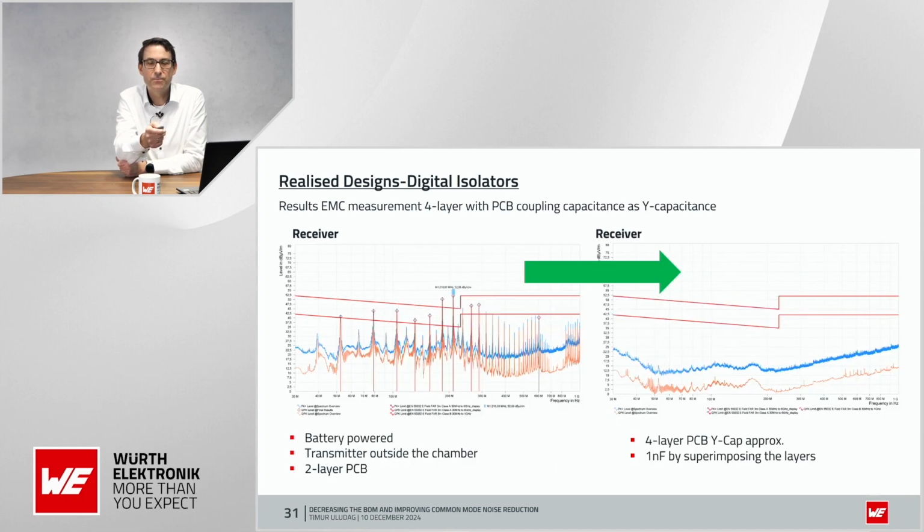If we then also compare, because we also did this exercise, that we make the design of the reference design as a 2-layer one, then you can see here a 2-layer design without any filtering against the one where we have got this 4-layer design with this 1 nanofarad capacitance. Then you can see how the levels drop here. So there is enough margin for class B.